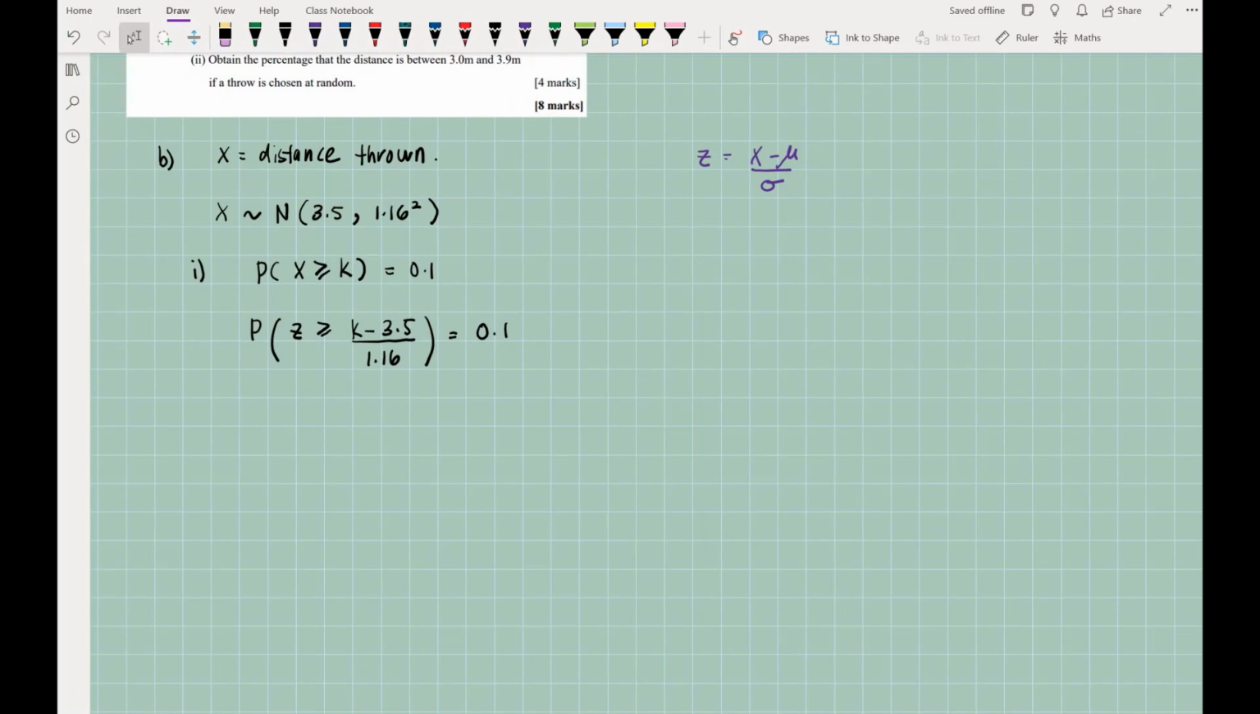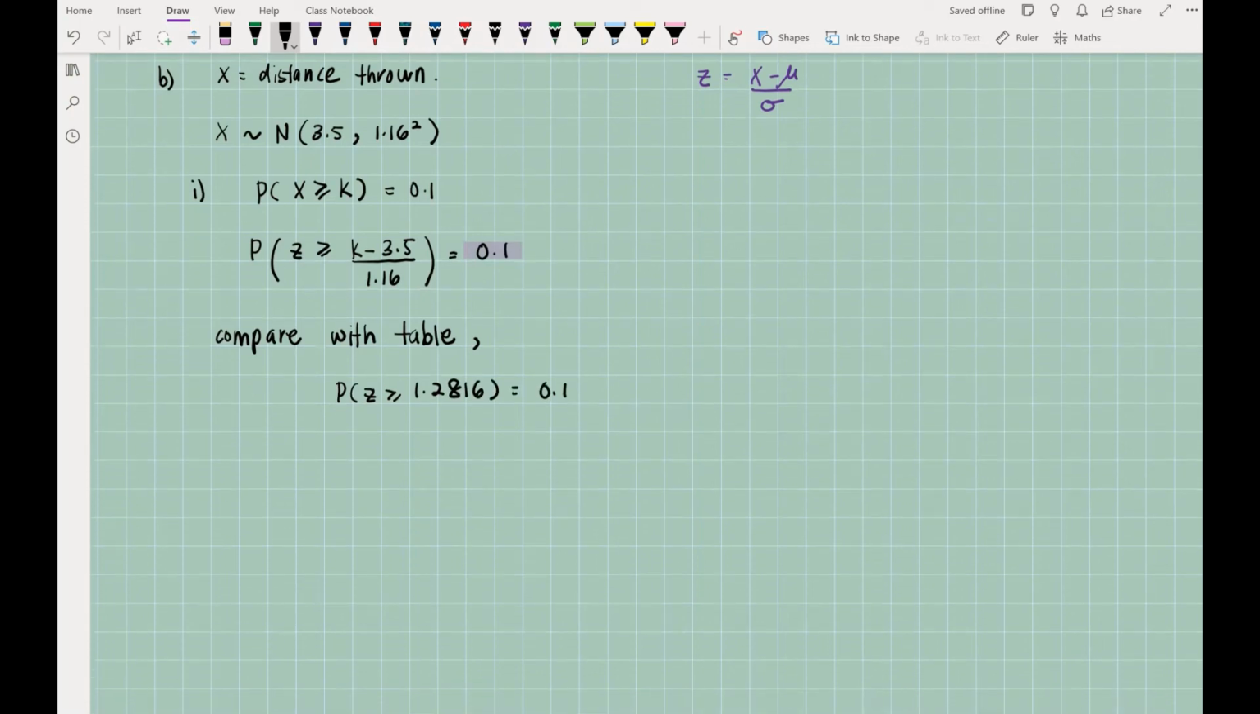Now kita akan baca daripada table. So compare with table. Look for the value that gives you 0.1. Okay, so daripada table normal kita, looking for the probability 0.1 and read the Z score, you are going to have the probability that Z is greater than or equal to 1.2816. That actually gives you 0.1. So setelah itu, now what we are going to do is we are going to just compare this and this one. Okay, compare these two.